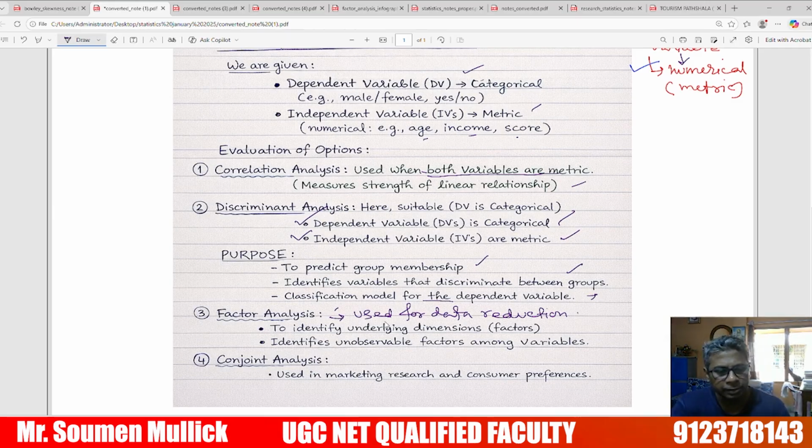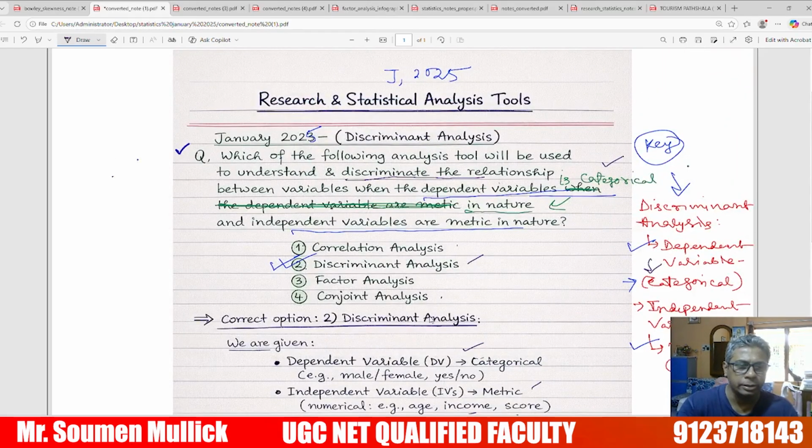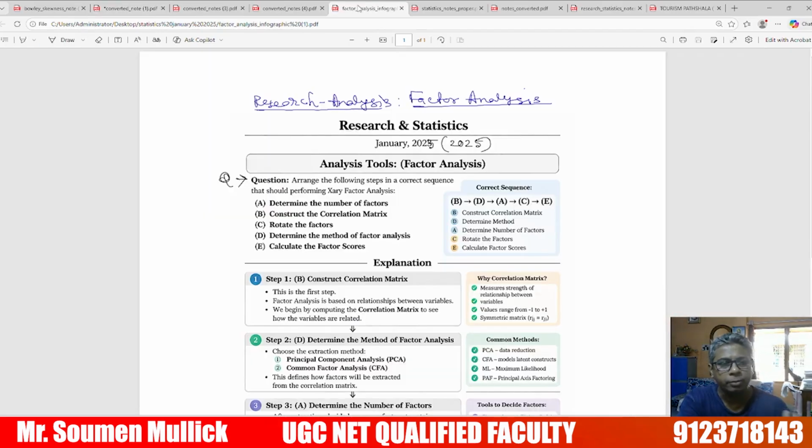Factor analysis is used for data reduction, to identify the underlying dimensions or factors, the unobservable factors among the variables. Conjoint analysis is used in marketing research and consumer preferences. So the correct option is discriminant analysis. Now the next question is related to factor analysis. This was discriminant analysis, and in the next question we are going to understand factor analysis.